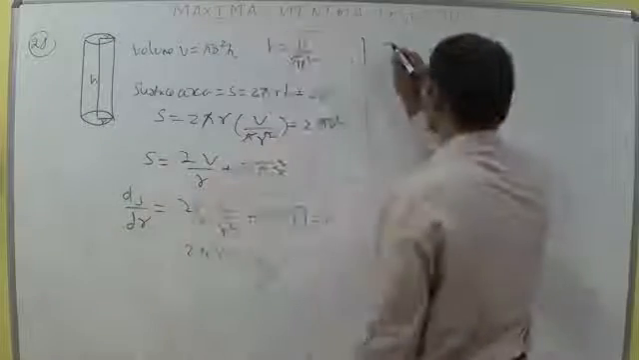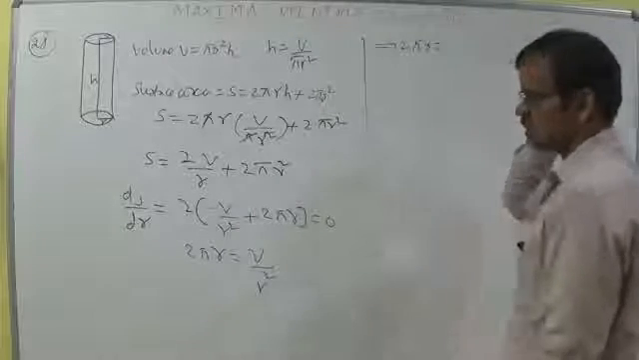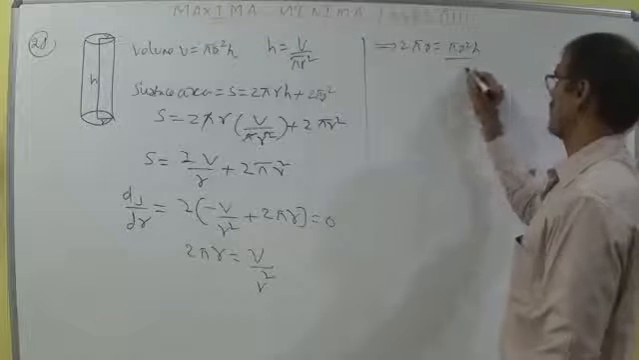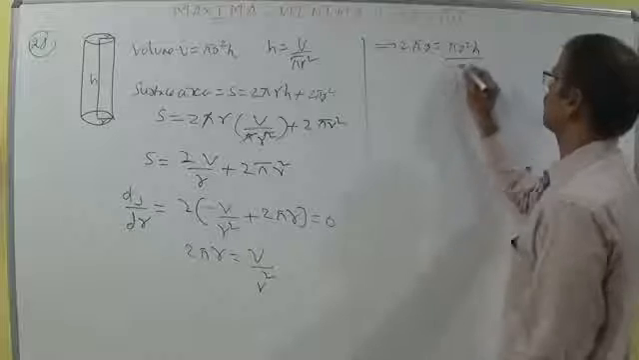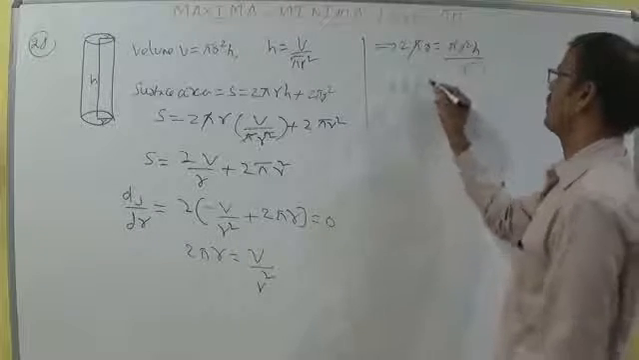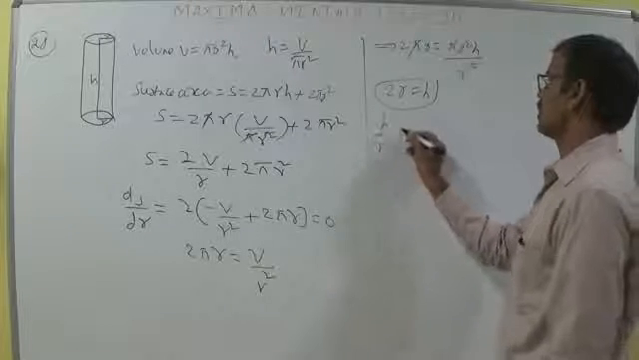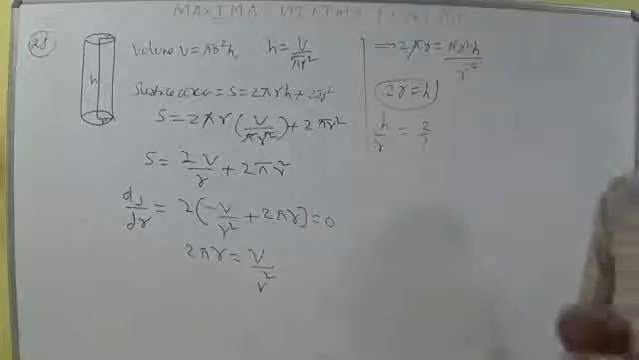That implies we can write here 2 pi r is equal to, what is the value of v? Pi r square h. Pi r square h by r square you can write. Now r square gets cancelled, pi gets cancelled. 2r is equal to h we got. So h by r he is asking, 2 by 1 is the ratio. It is the correct option.